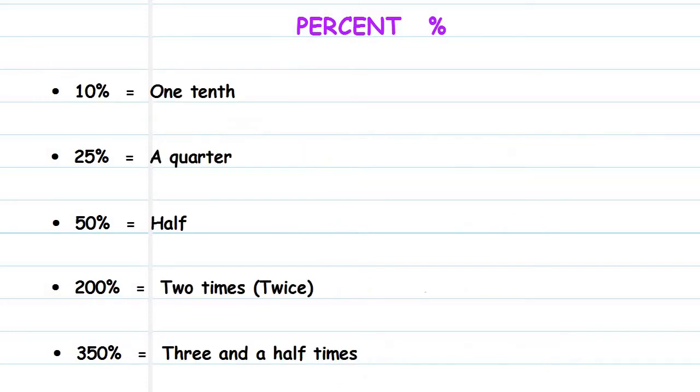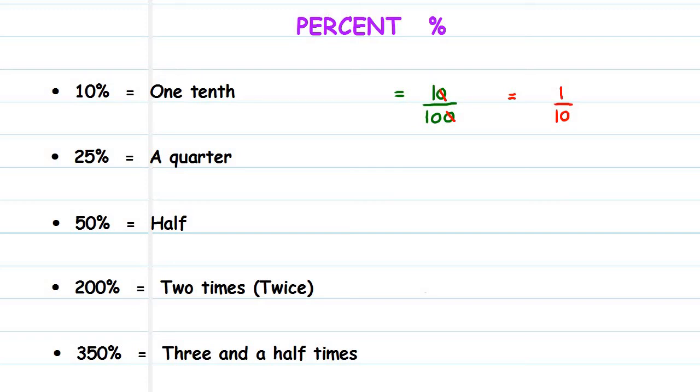Now we will try to relate percent with some terms that we might be familiar with. For example, 10% actually means 1/10. Let's take a look why. 10% means 10 divided by 100. And if we simplify it by crossing out the zeros here and there, we will get 1/10. So 10% is 1/10.